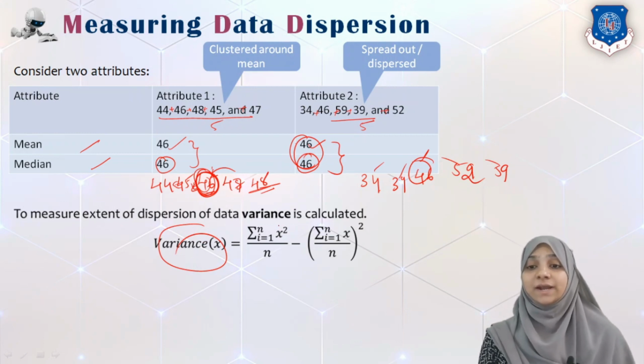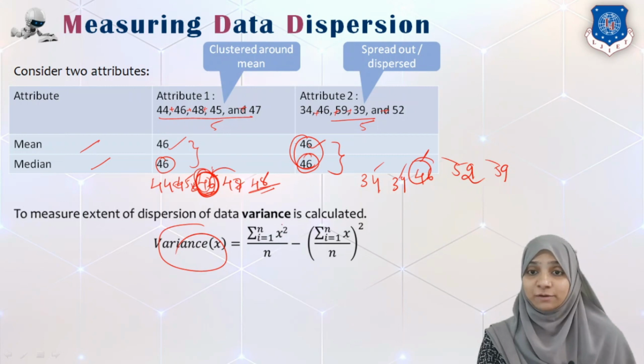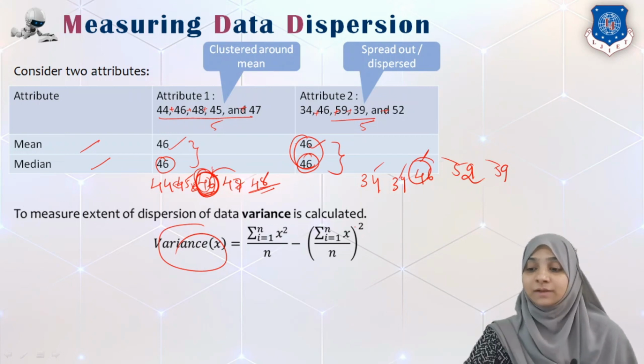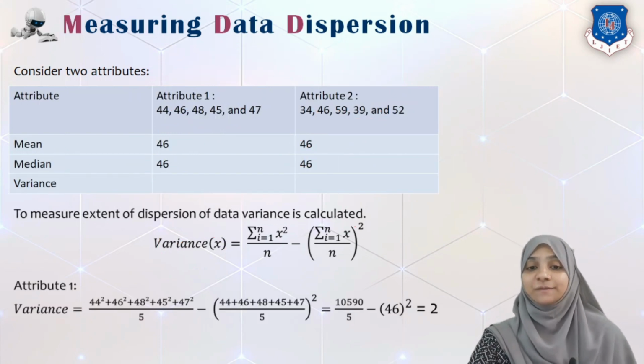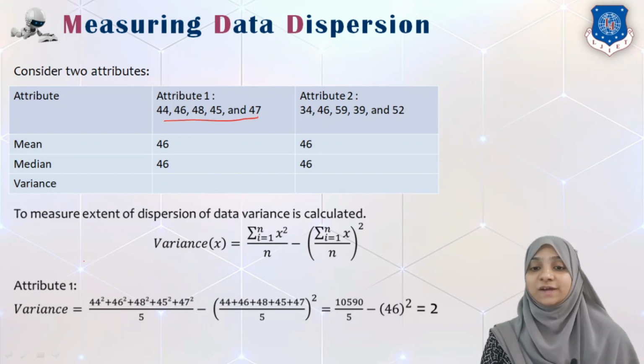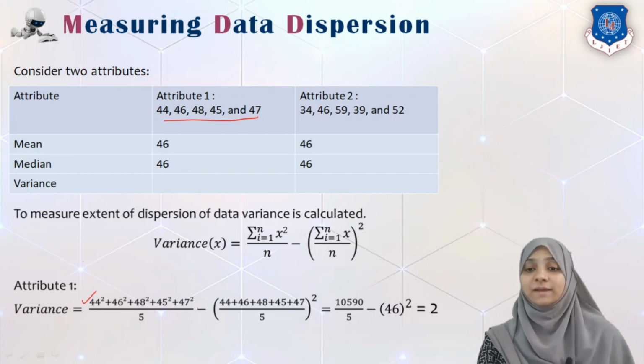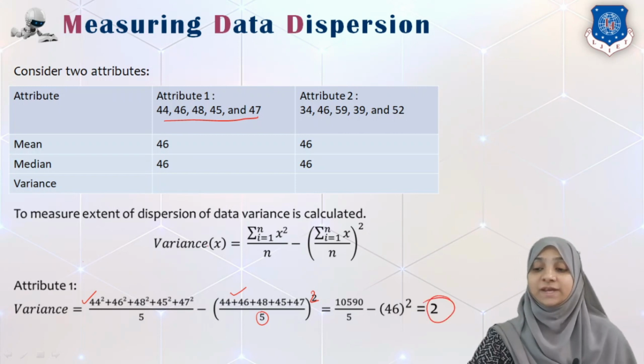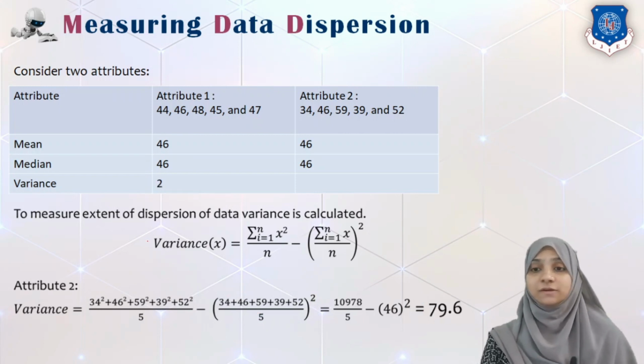Now, how to calculate variance? Variance is calculated as the sum of squares of terms divided by n, minus the sum of the terms divided by n, whole square. Now, this can be calculated as variance for the first attribute. That means for this particular series, I will square all the terms, minus the sum of all the terms divided by 5, whole square. This value turns out to be 2. So the variance of series 1 is 2.